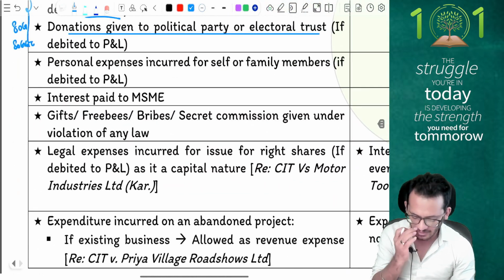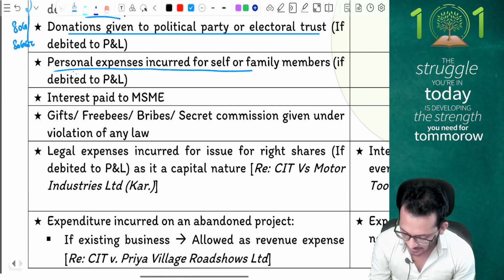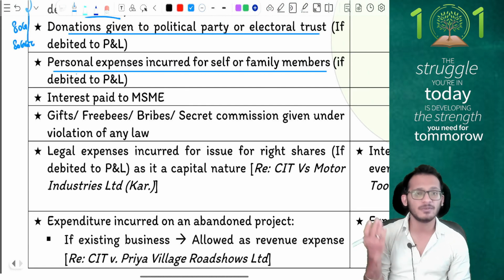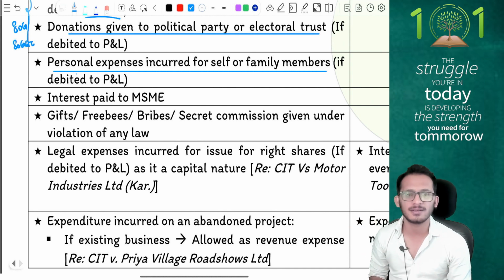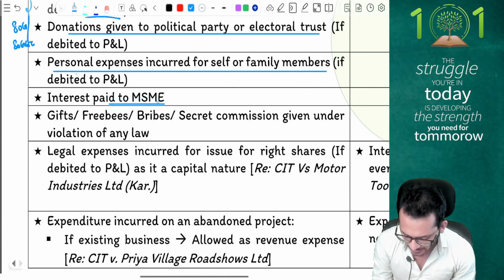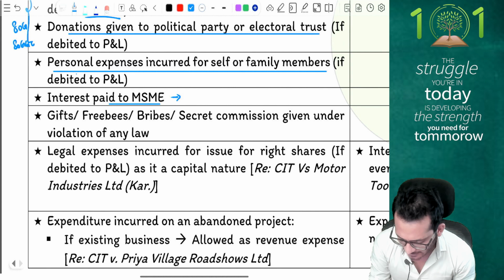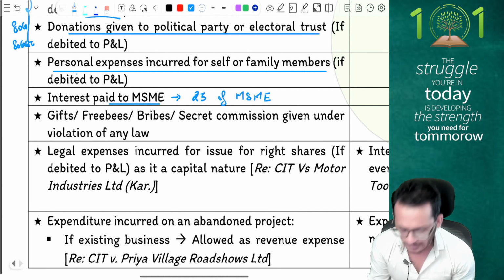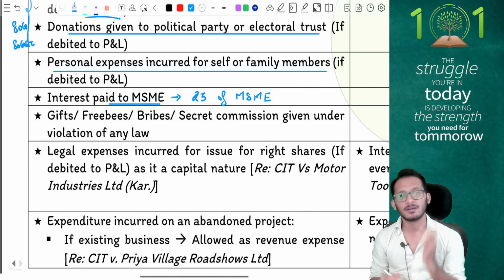What other items can I disallow, people? Any kind of personal expenses which is incurred for self and family members. This is fairly obvious. If you're going to have personal expenses and it is not allowed under section 37, please disallow those expenses. Any kind of interest which is paid under MSME Act is getting disallowed, not because of Income Tax Act, but because there is a section called section 23 of MSME Act. Yes, so section 23 of MSME Act is making a disallowance here, so please disallow that as an expense as well.